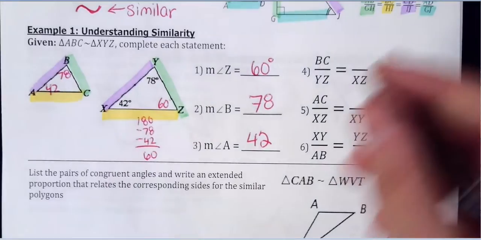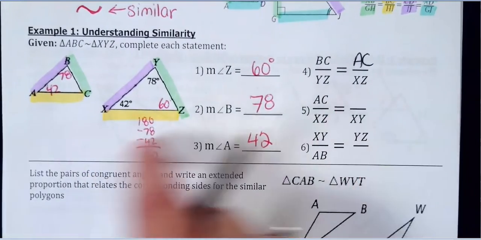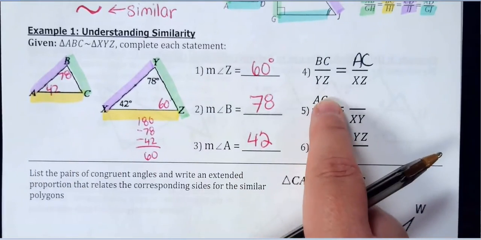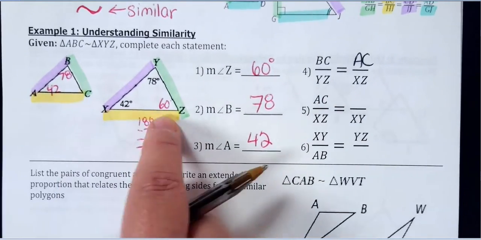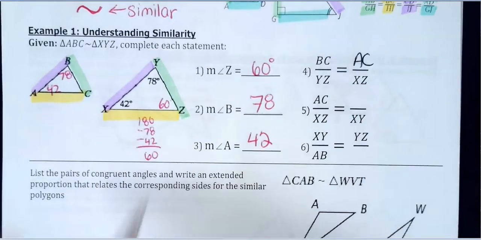AC. Okay, yes, good. So both the yellow ones go together. All right, so if I tell you AC, that's the yellow one, over XZ, that's the yellow one. I'm looking at number 5 here. So AC over XZ would be blank, which segment, over XY, which is the purple one in my paper.